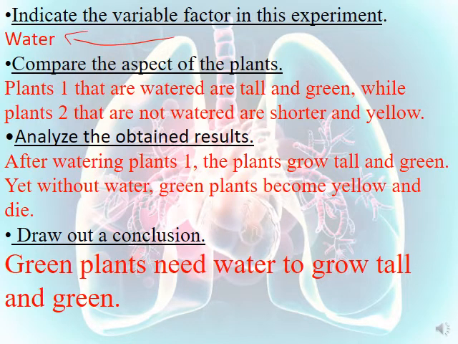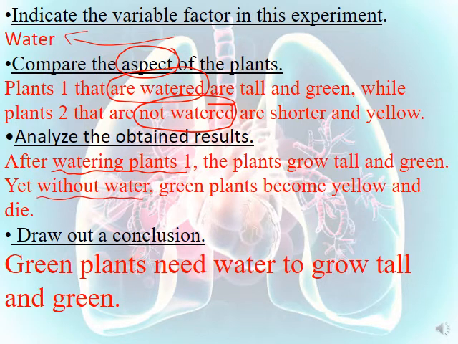Compare the aspects. Plants 1 that are watered, they are tall and green. Here I mentioned the variable. So plants 1 that are watered, while plants 2 that are not watered, so there is no water, they are shorter and yellow. Here we are comparing the aspect, meaning the appearance of these plants. Analyze the obtained results. So after watering plants 1, the plants grow tall and green. Also here I mentioned the variable factor.